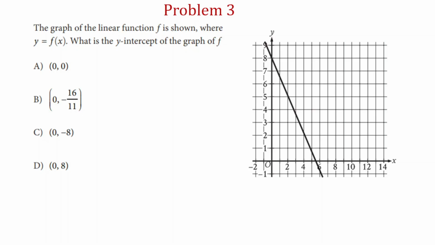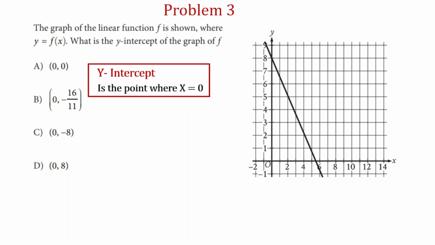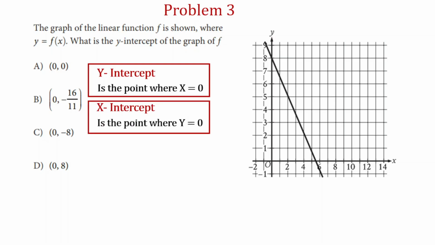Problem 3. The graph of the linear function f is shown, where y equals f of x. What is the y-intercept of the graph of f? Remember, the y-intercept is the point where x is 0, and the x-intercept is the point where y is 0. We can see that where x is 0, y is 8, so the point we are looking for is 0, 8.